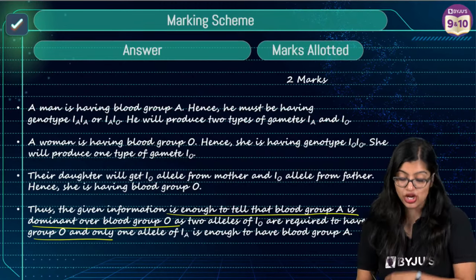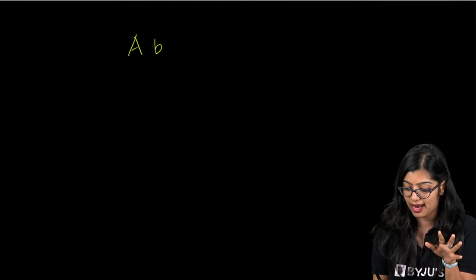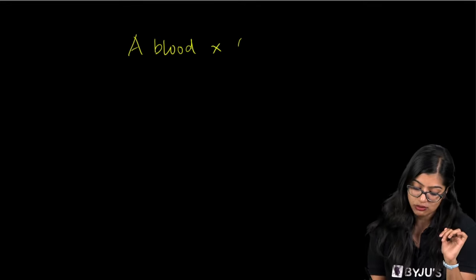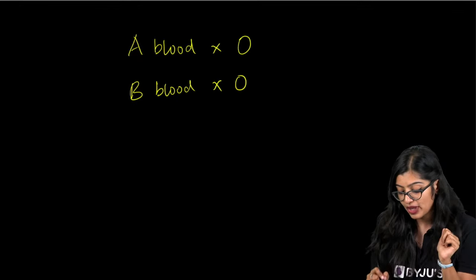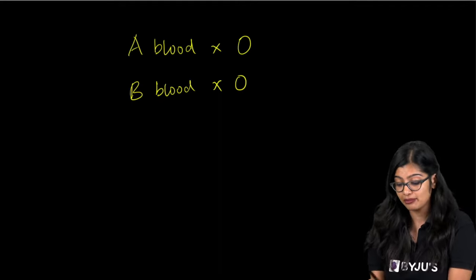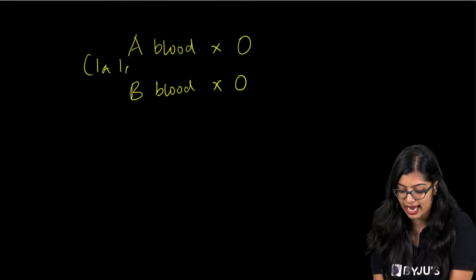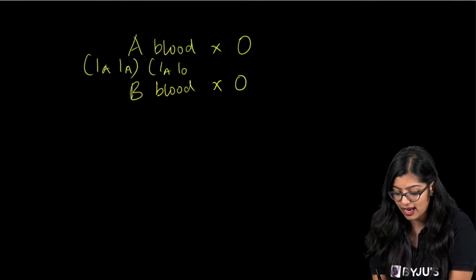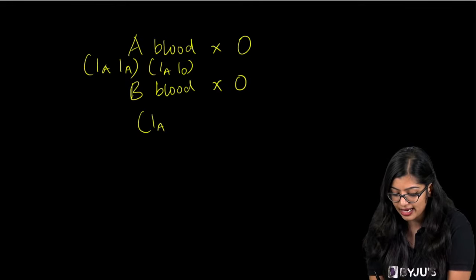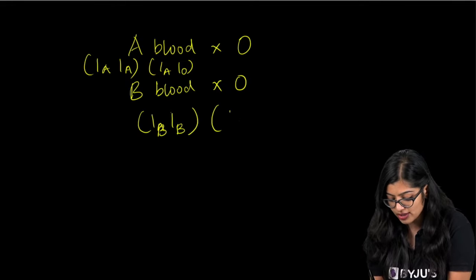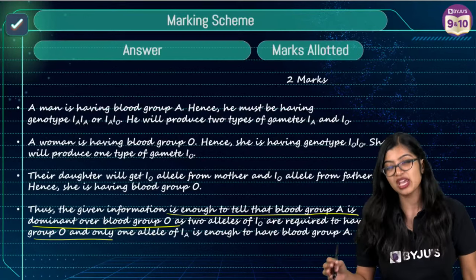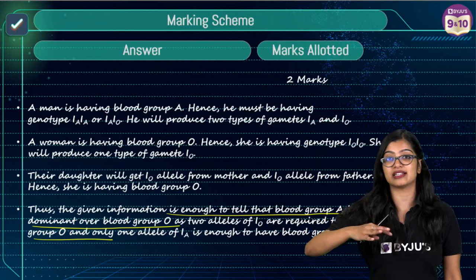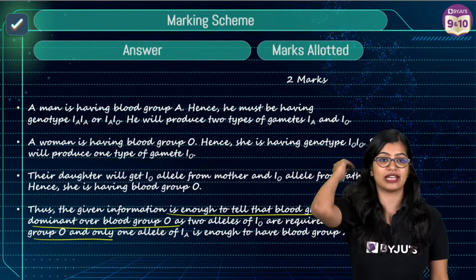See, whenever in your exam they ask you blood group based questions, they will normally ask you A blood group versus O, or B blood group and O. Another possibility that can come is IA IA or IA IO, or IB IB or IB IO. These are the only possible combinations that will come. They will not ask you the latter one because that is a different concept altogether. So don't worry about it.